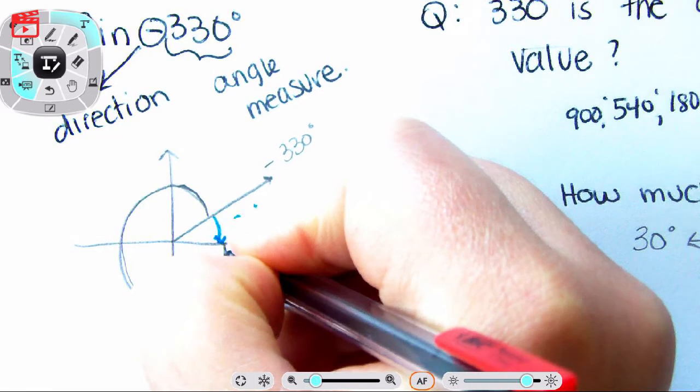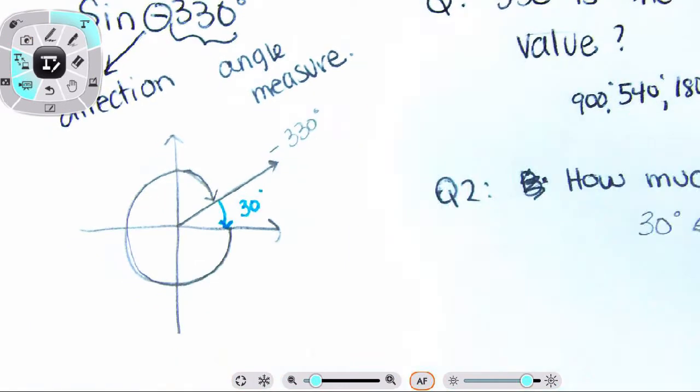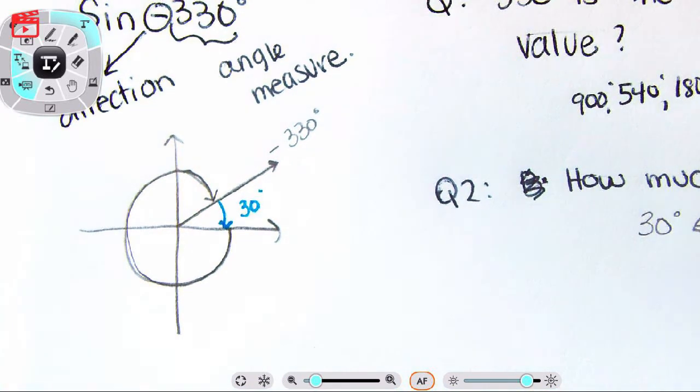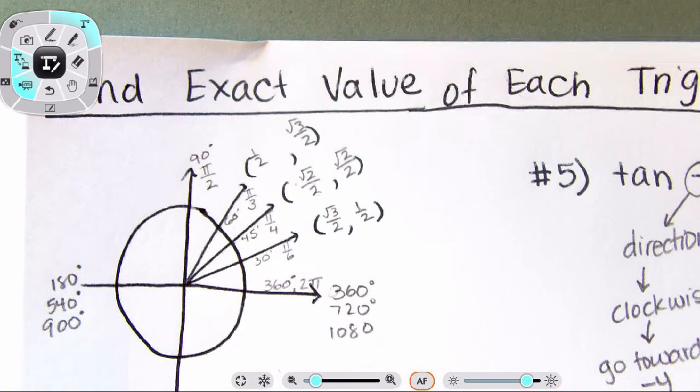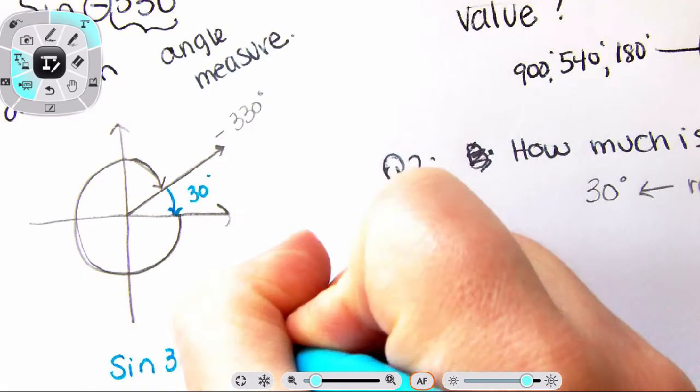What I did is I started at my initial ray and I ended at my terminal ray. Then I asked myself how much is missing to complete that cycle, and that's 30 degrees. So I have 30 degrees as my reference angle. So now I'm saying sine of 30 degrees is, what is sine of 30? So we're looking back up here. Sine of 30, this is our cosine, this is our sine, which is 1/2.